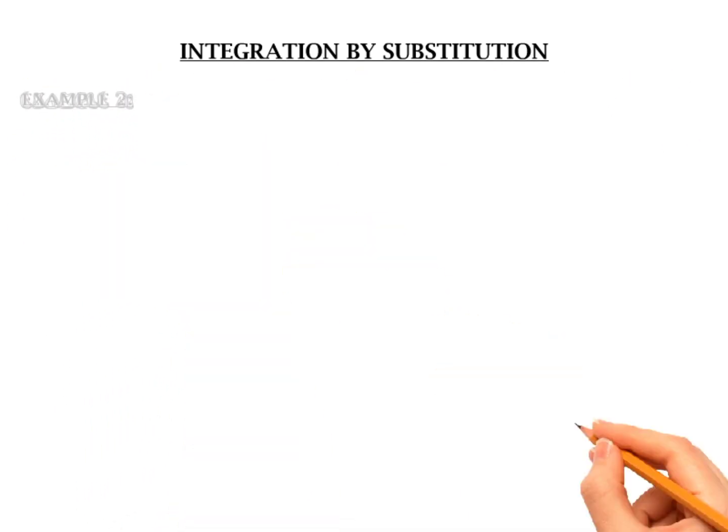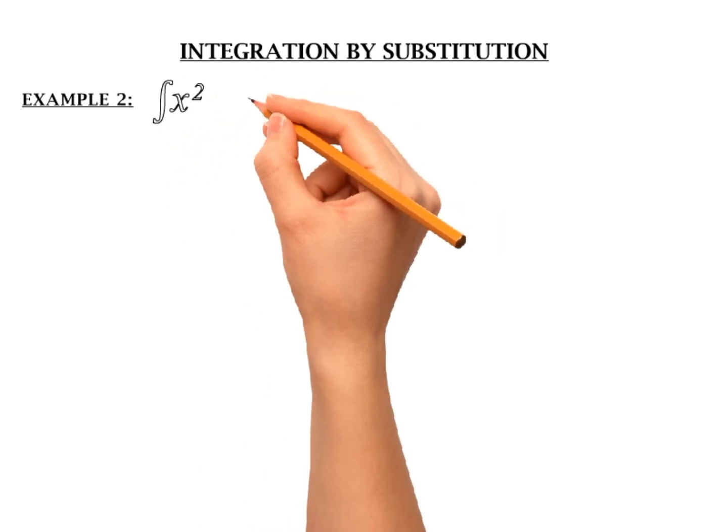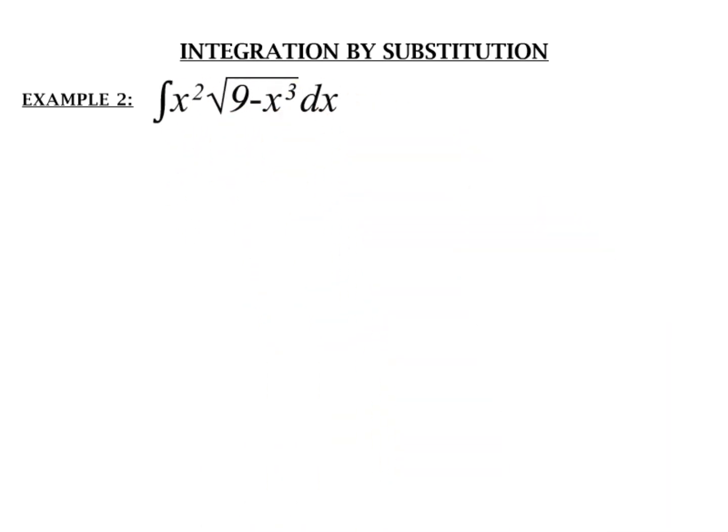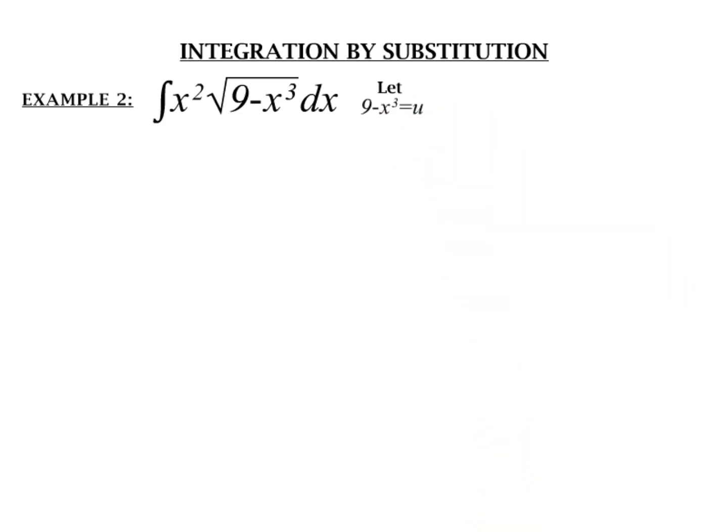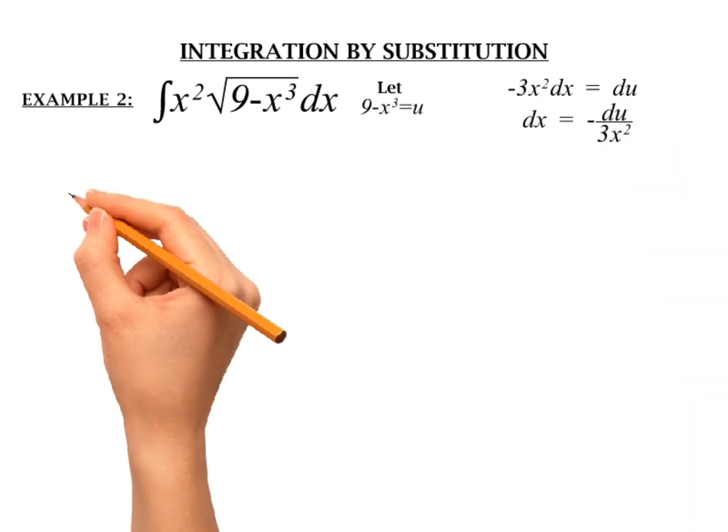This is another question requiring substitution method. The right substitution will prevent you from beating around the bush before arriving at a suiting solution. In short, the substitute to make here is by replacing 9 minus x cubed with u. By differentiating it, we see that minus 3x squared dx equals du. We substitute all these into our expression and simplify.